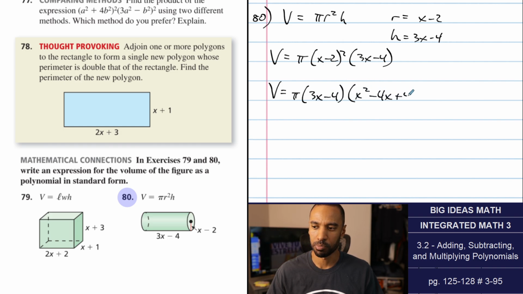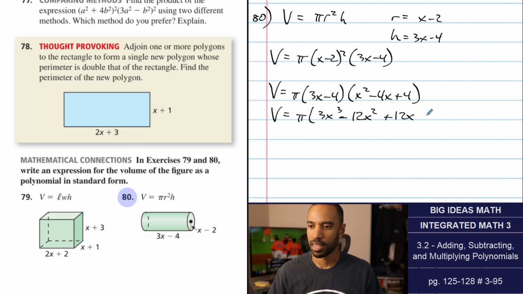X squared minus 4x plus 4. So 3x times x squared. 3x times negative 4x. Whoopsie. That's what happens when you speak as you write. Negative 4x plus 12x. And then negative 4 times these. Negative 4x squared plus 16x minus 16.